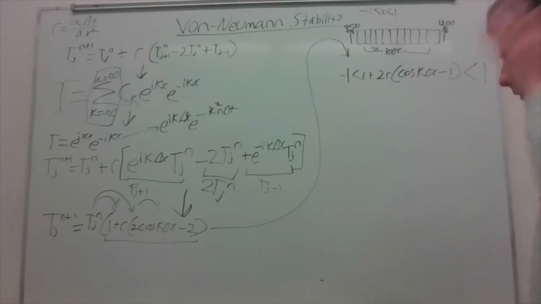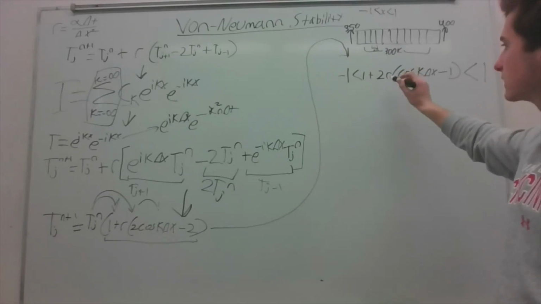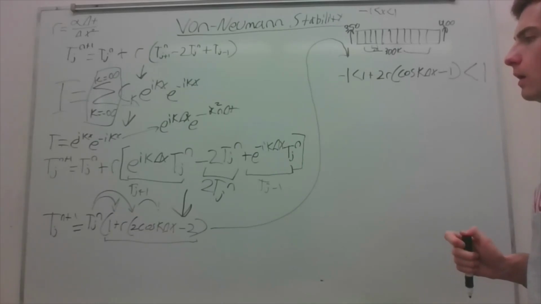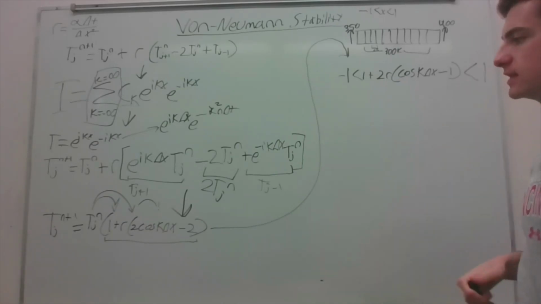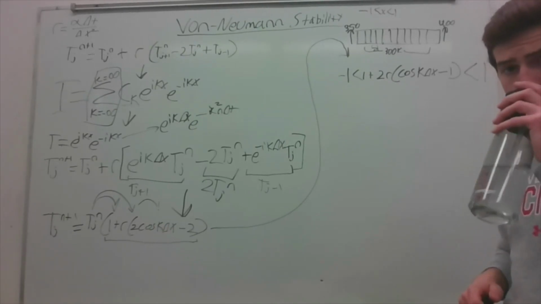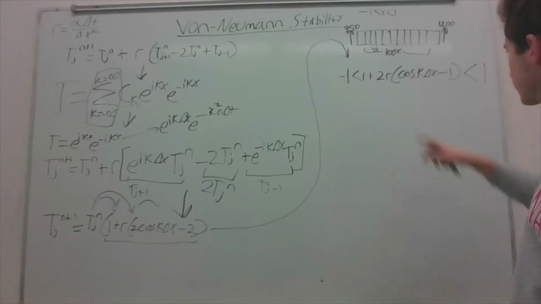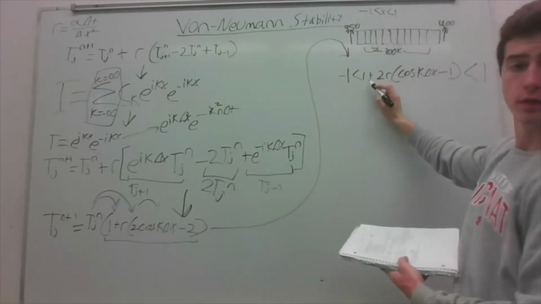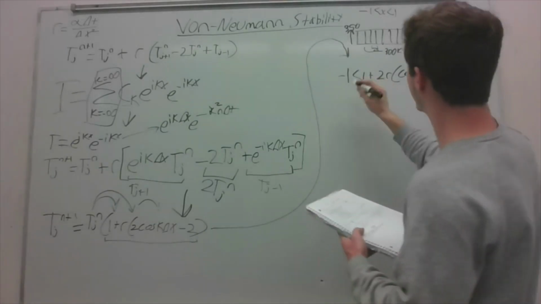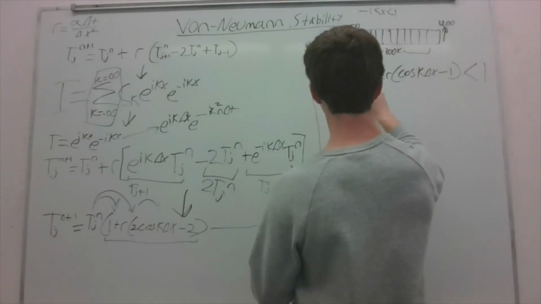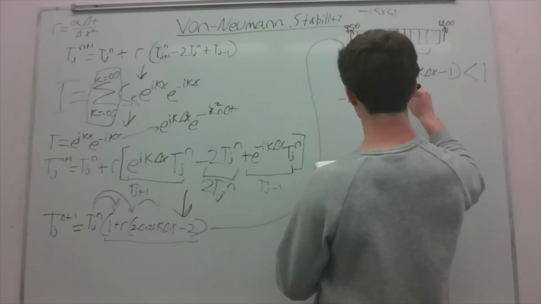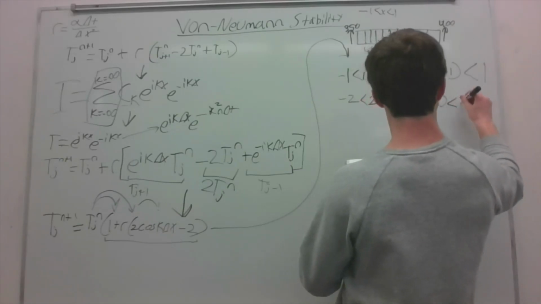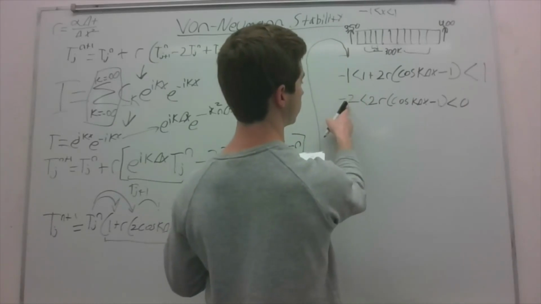Perfect. So now we have to isolate this R value to see how R is limited in this scenario. So what can we do first? Well, that's pretty easy. Let's subtract this 1 over on the other sides. Okay, 1 minus 1 is 0. -1 minus 1 is -2.